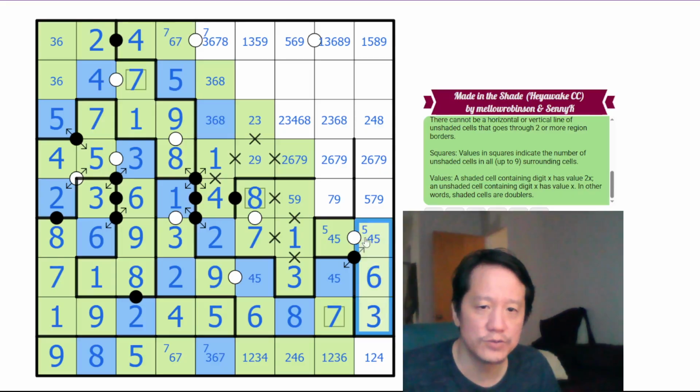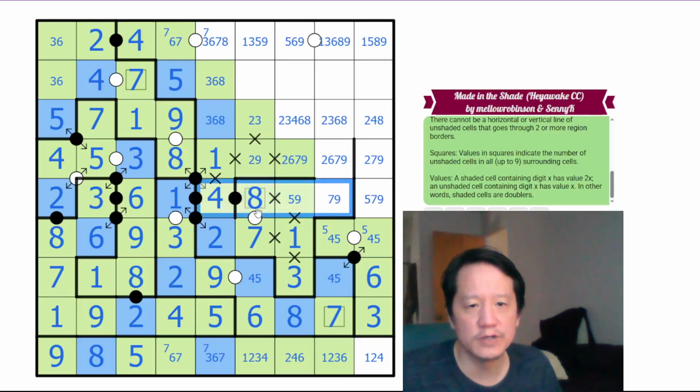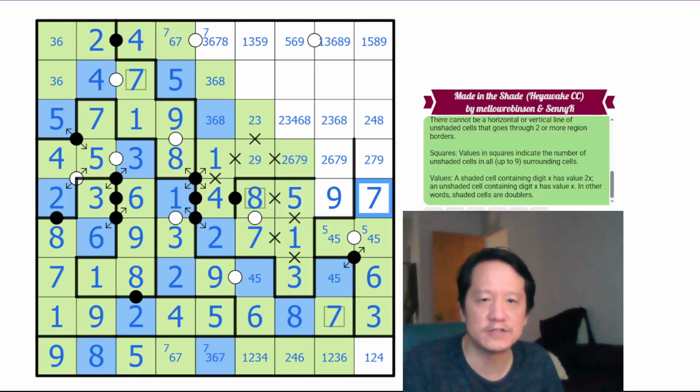This is 1, 2, 3. Okay, this can't be 6 because of 6 in the row. This can't be 7 because of 7 in the region. So this is 9, which makes this 5. That's 7.